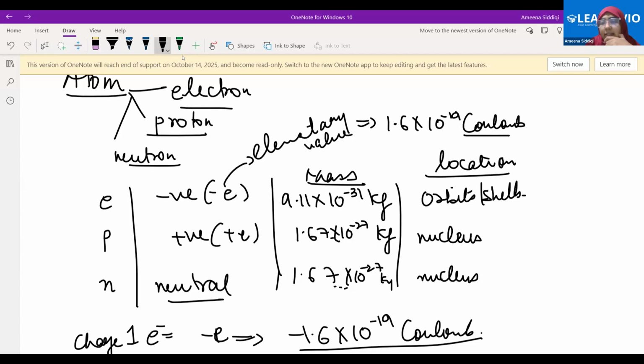Bethel, what does coulomb indicate here? Ma'am, I don't get you. Bethel, what does coulomb indicate here? Why are we writing coulomb with the elementary charge value?